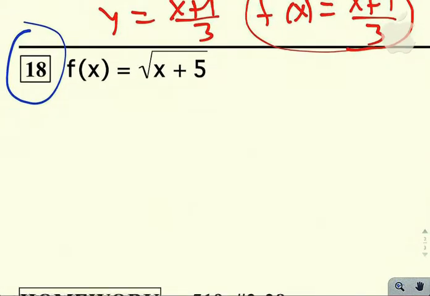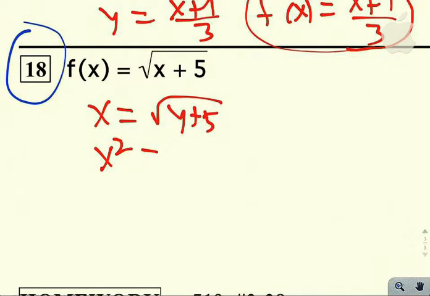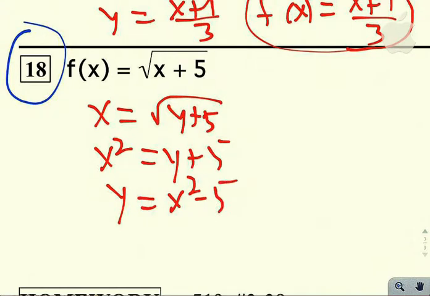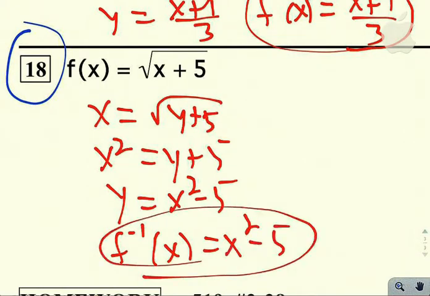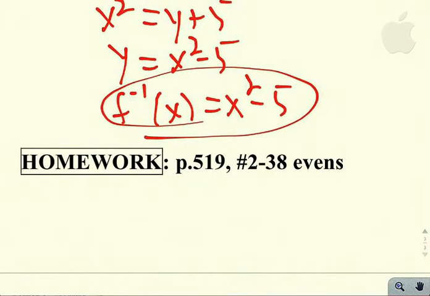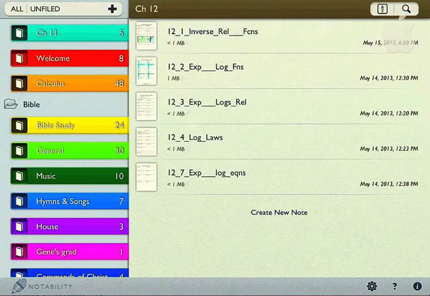Number 18. X equals the square root of y plus 5. Square both sides. X squared equals y plus 5. So y then is x squared minus 5. F inverse of x then is x squared minus 5. Go to 12.3. We'll go back to 12.2 later.